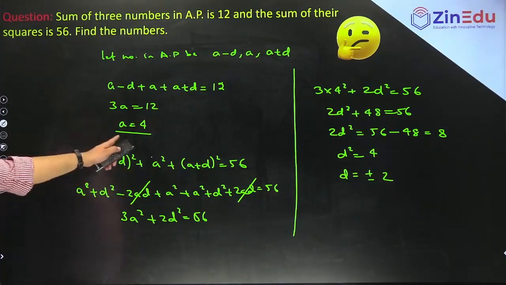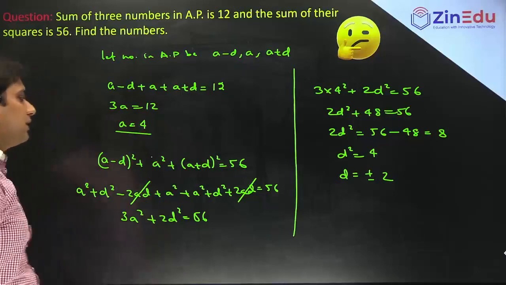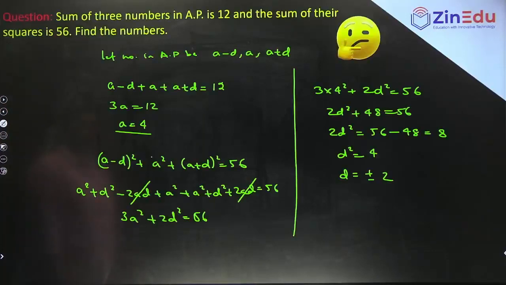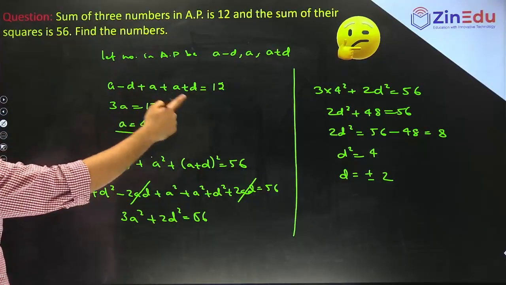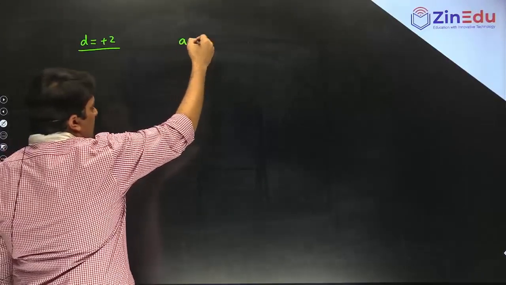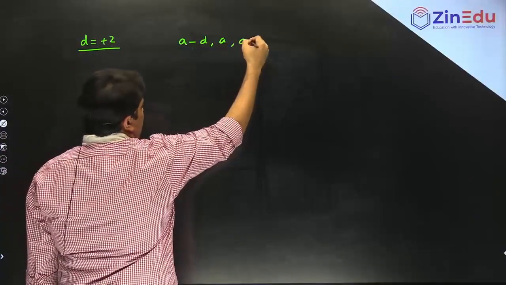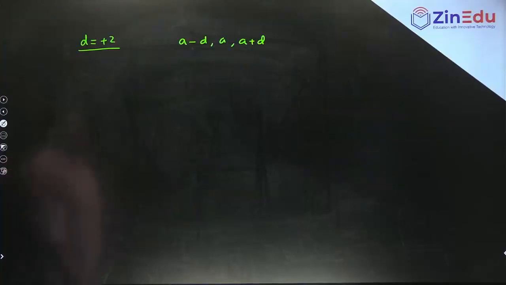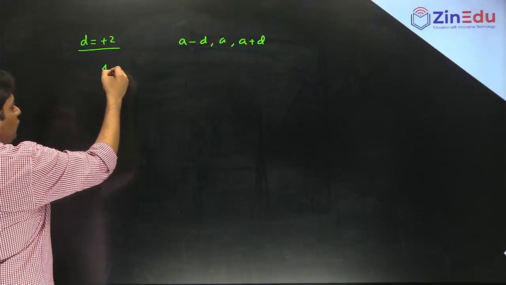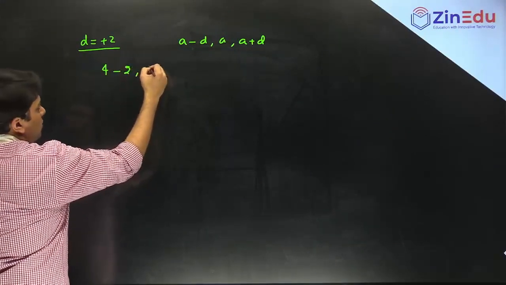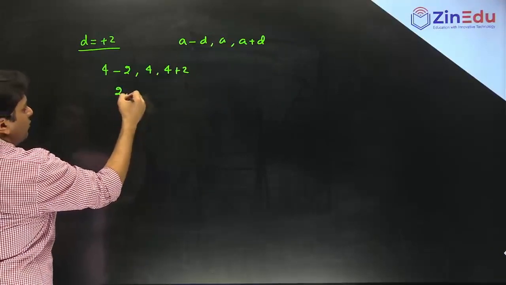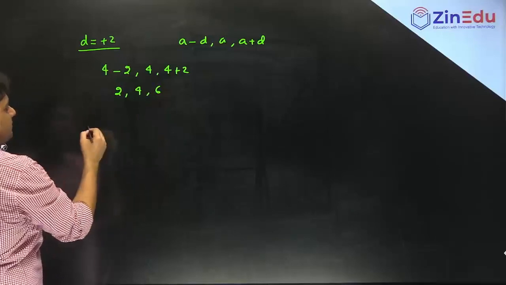So now we can put the values of a and d. We are getting two values of d, so we'll take two cases. When d is plus 2, the numbers are a minus d, a and a plus d. We have the value of a as 4 and the value of d as plus 2. So that is 4 minus 2, 4, 4 plus 2. So the numbers would be 2, 4 and 6.